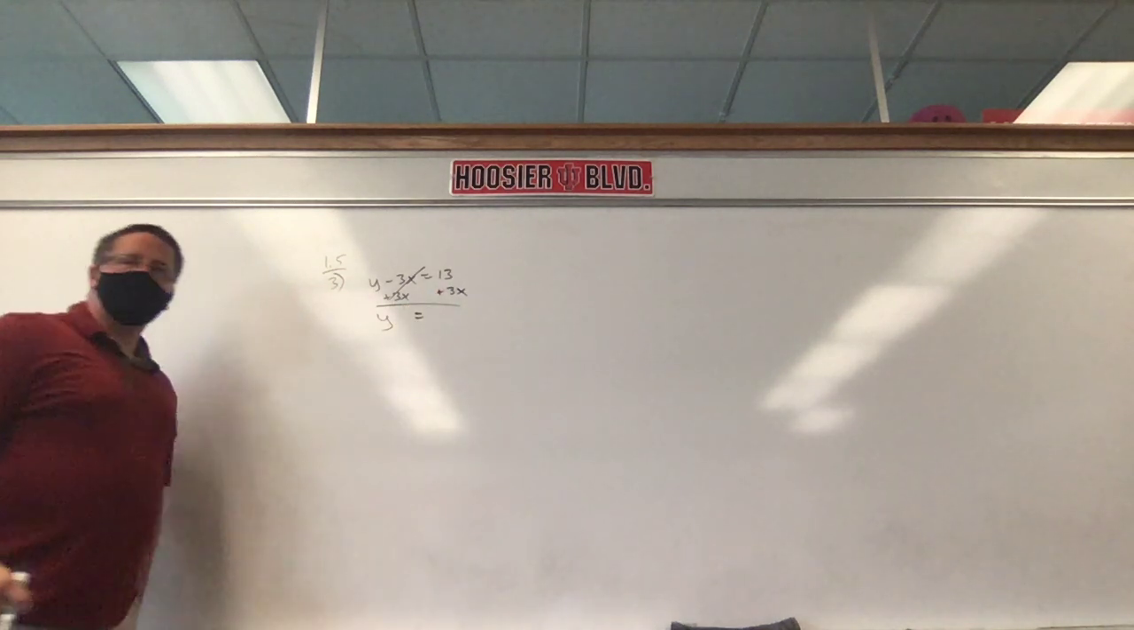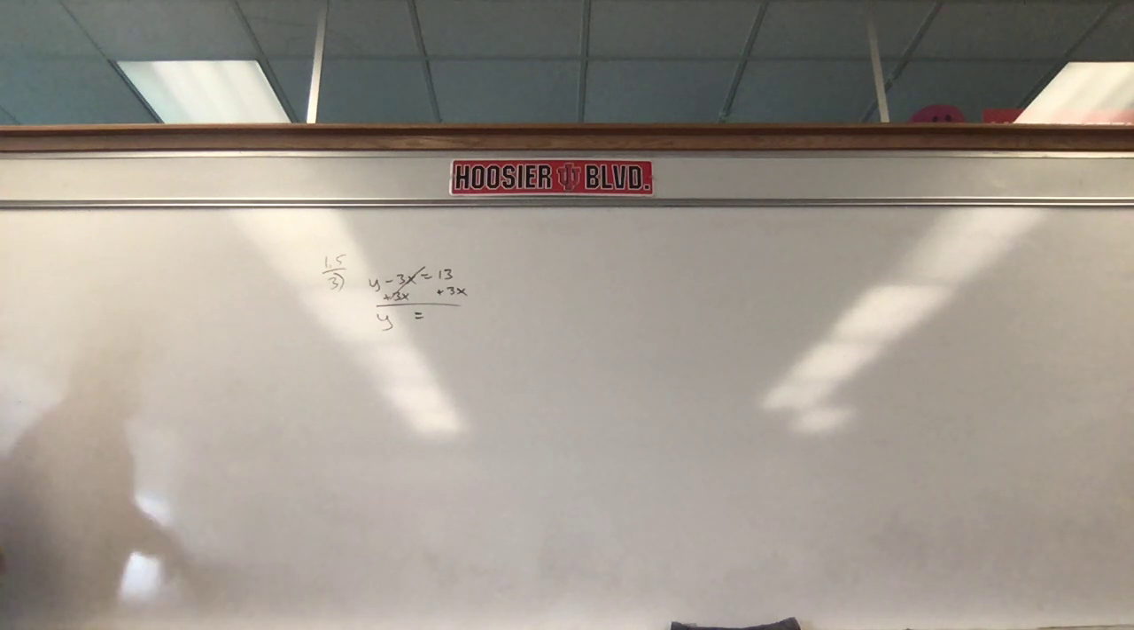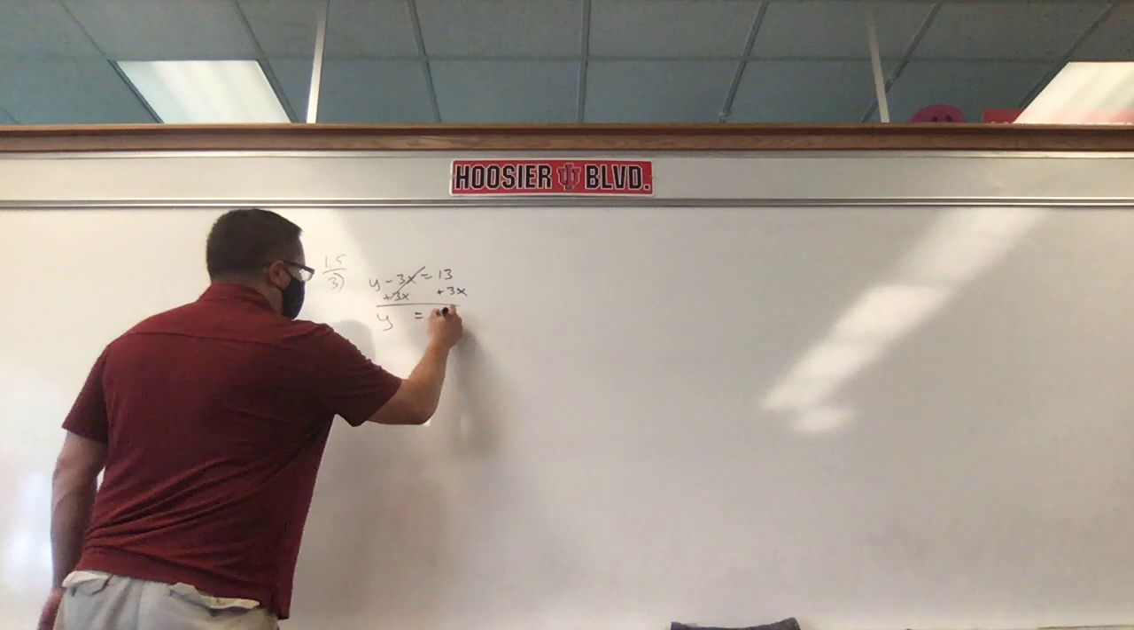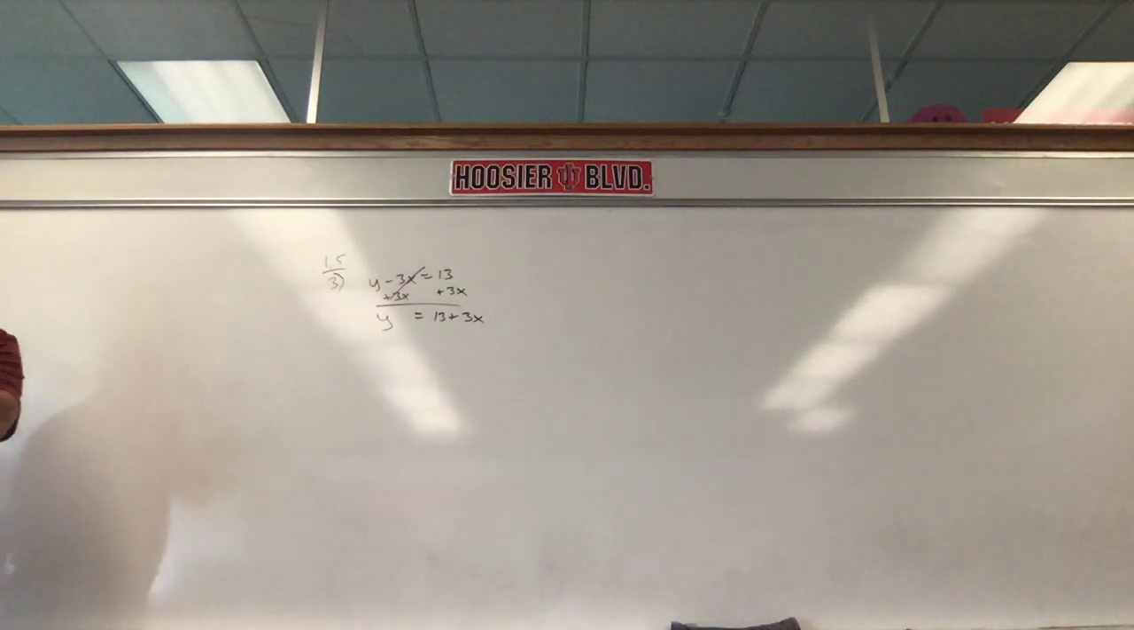Can we add 13 plus 3x and get 16x? No, you just put 13 plus 3x. You can't put them together, because if it was 13x plus 3x, you could get 16x. But you can't actually put them together. So you have y equals 13 plus 3x. Are we done?